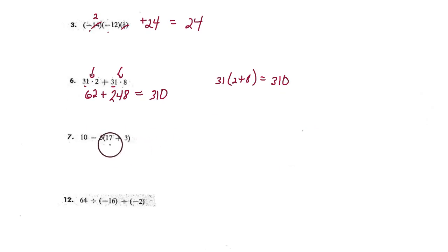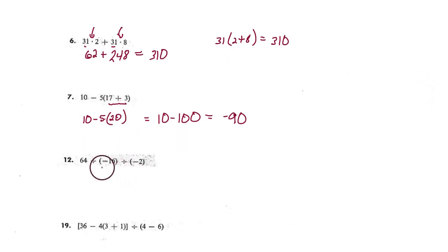Number 7, do the work in the parentheses first. So we have 10 minus 5, and then in parentheses it turns out to be 20. Now do the multiply before the subtract. So we have 10 take away 100. That makes negative 90. Again, this has no variables. You could type this in the calculator and push enter.